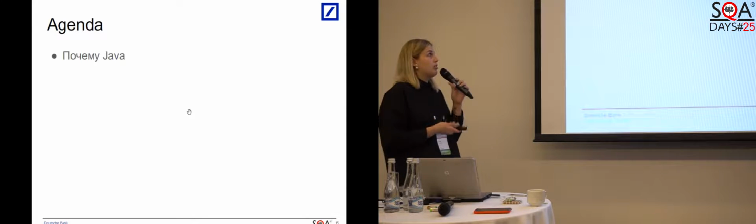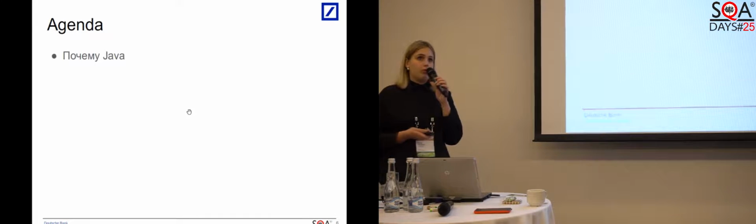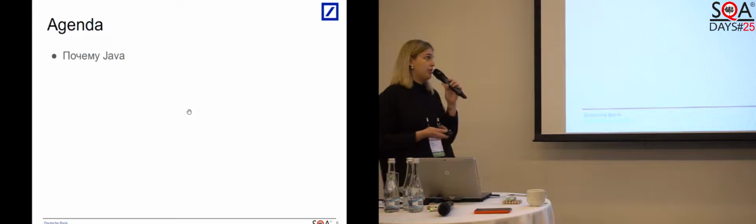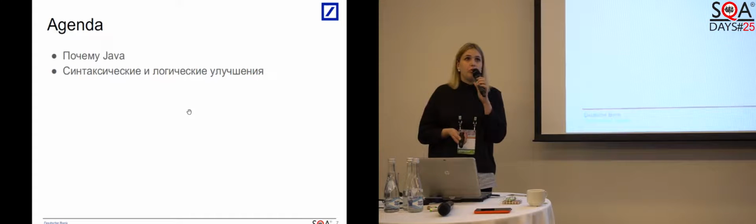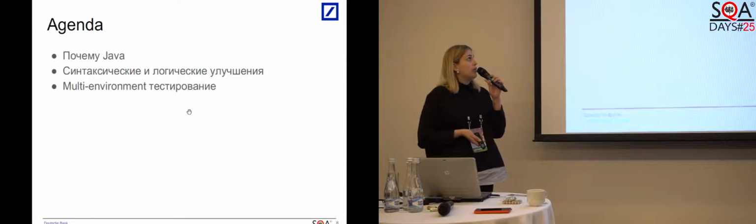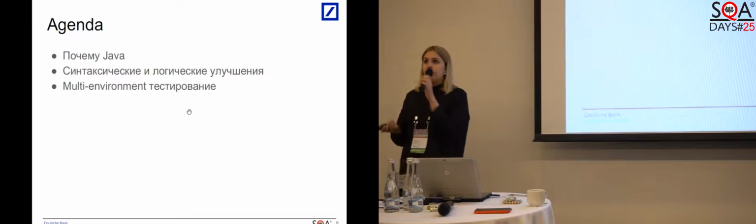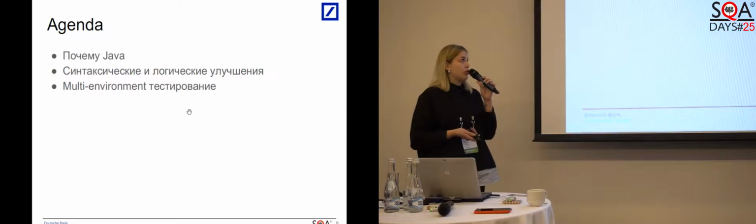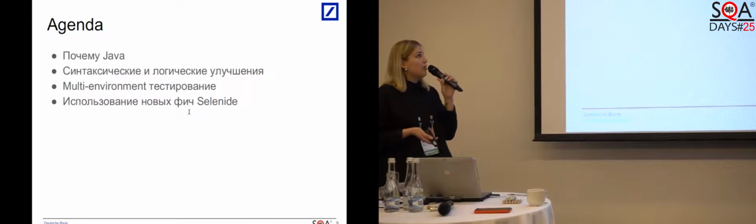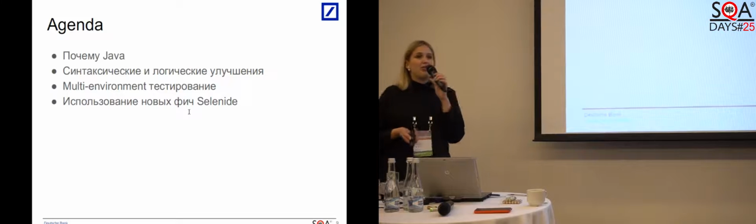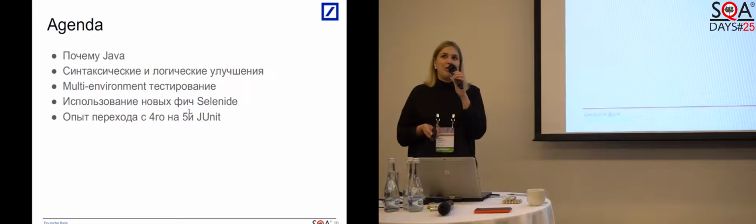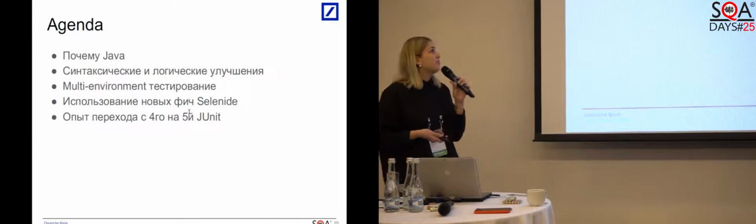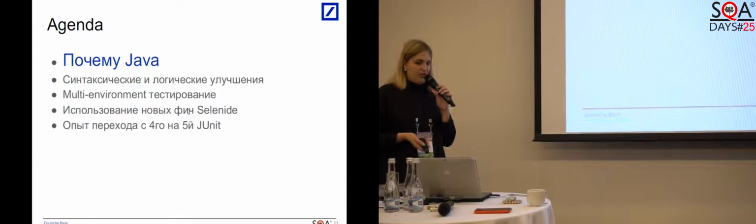Here's what we're going to talk about today. In short, I'll tell you how we used Java for the automation tool. Then I will give examples of syntactic and logical improvements that we arrived at when writing the tests. The second part will be dedicated to the mechanism of writing and testing code in multiple environments, and I will also tell you about problems when we use Selenide features and the experience of moving from JUnit 4 to JUnit 5.